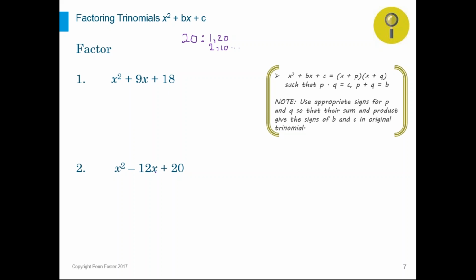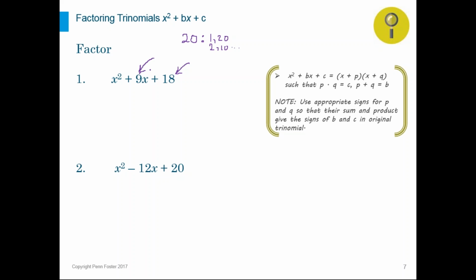To factor a trinomial, I need to look at C. C is the last number that appears on the trinomial. I need to think of the factors of 18. I have a condition which set of factors of 18 I should pick. The condition is if I add those two factors, I should get the B, which is the 9.